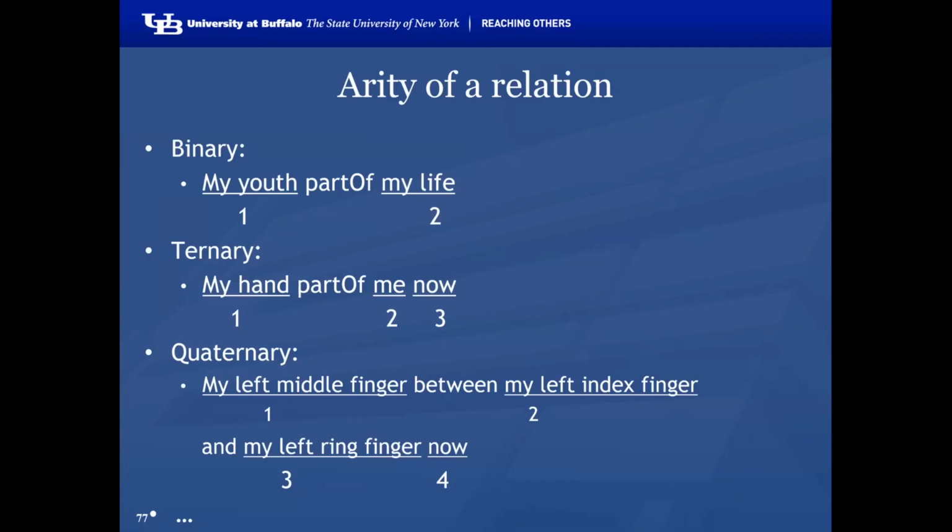So another characteristic, arity. You have binary relations, like my youth, part of my life. You have ternary relations, my hand, part of me now. You see exactly already the difference, right? If my hand gets amputated, my hand is not part of me anymore. Quaternary relation: my left middle finger is between my left index finger and my left ring finger now. If you use full first-order logic, there is no limit on the number of arguments that a relation can have.